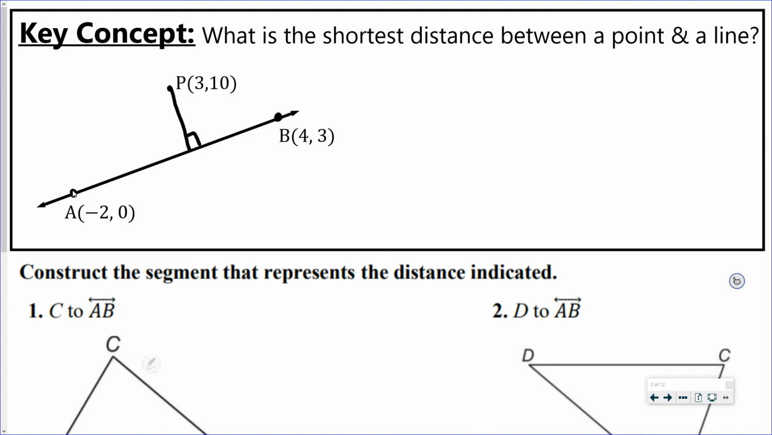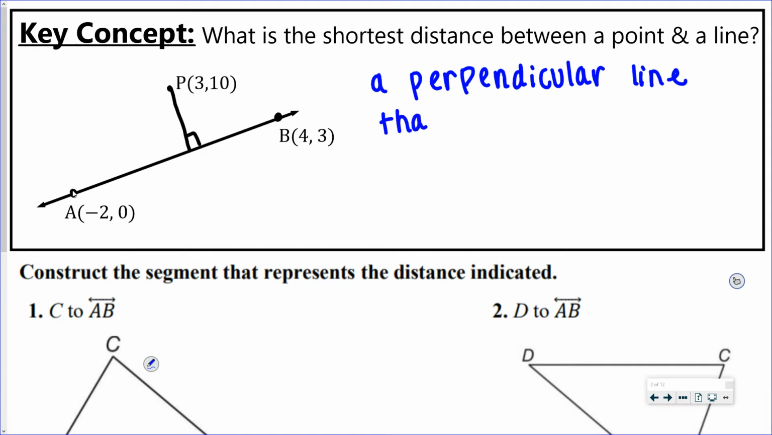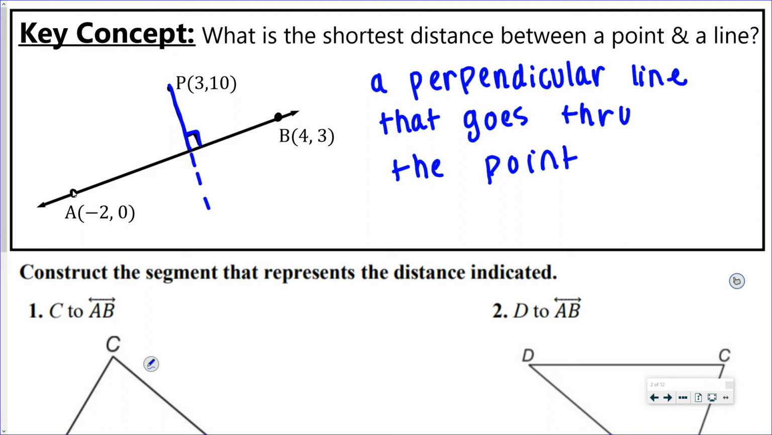Okay, so write this in your notes: a perpendicular line that goes through the point. In this case, I was talking about point P. So it's a perpendicular line that goes through the point. We could extend this line if we wanted to, but it would have to go through point P and be perpendicular to the line.